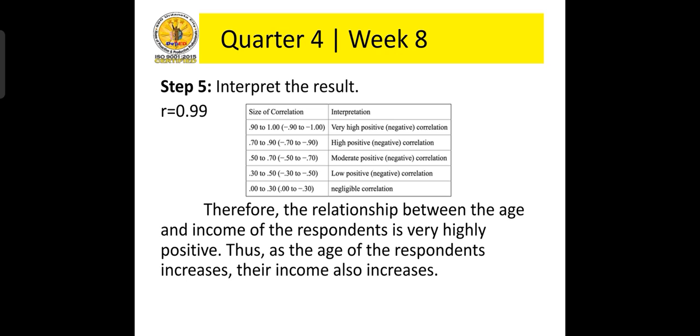To interpret it, if you look at the size of the correlation, since it is 0.99, it lies under the very high positive correlation. Therefore, the relationship between the age and income of the respondents is very highly positive. Thus, as the age of the respondents increases, their income also increases.